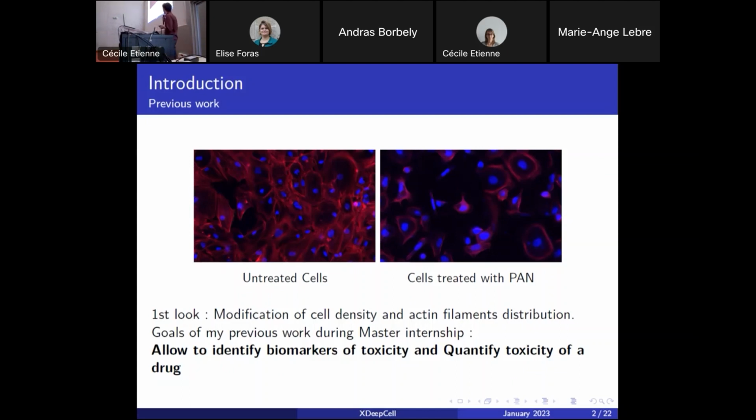And just by looking at the images, we can see that the cells underwent a series of changes, mainly on the actin filaments in red here. And the goal of the work was to provide a model that is able to identify the biomarkers of the toxicity and to quantify the toxicity of the drug.